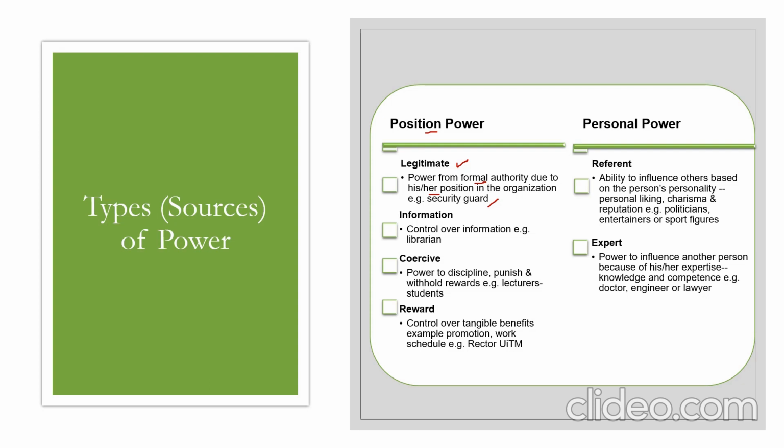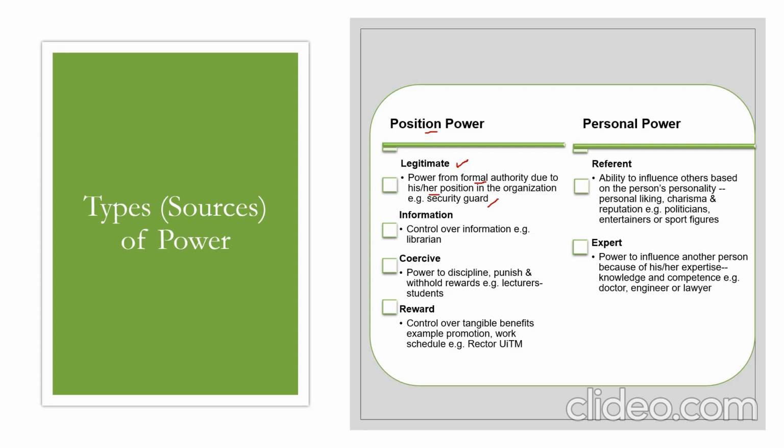For example, a security guard has a power to ask for an identification card or IC from anybody who wants to enter UiTM. So, security guard ni dia ada kuasa untuk meminta IC daripada siapa-siapa saja yang masuk dalam organisation, dalam UiTM. Regardless of who that person is. Tak kira lah siapa yang masuk UiTM.